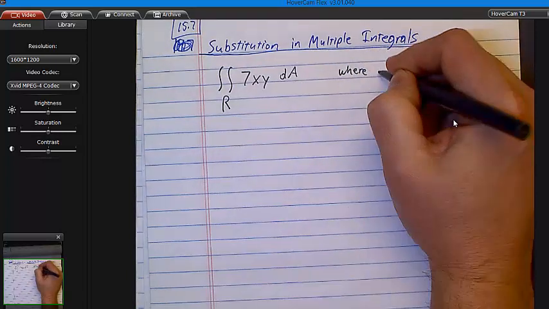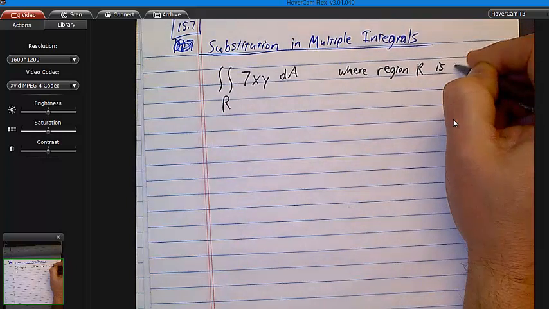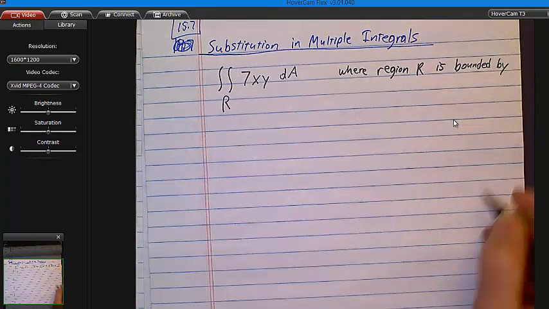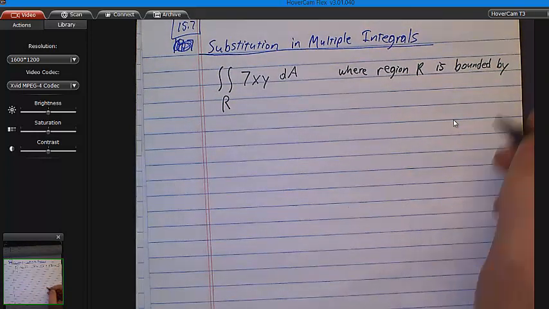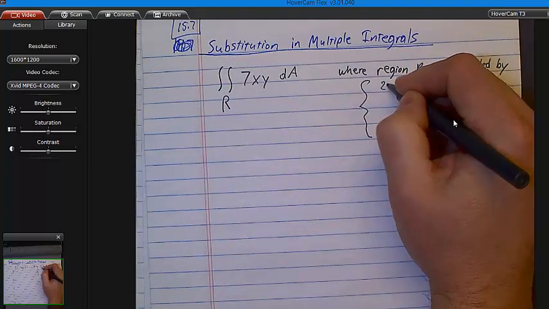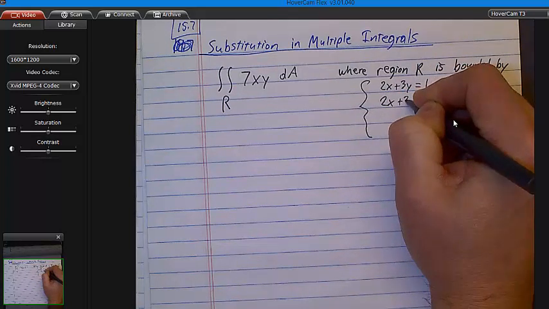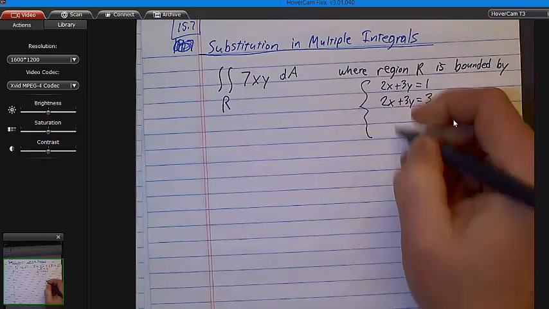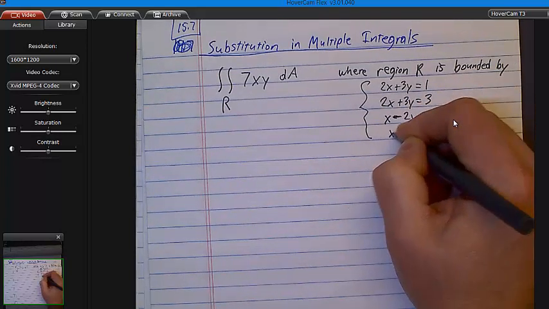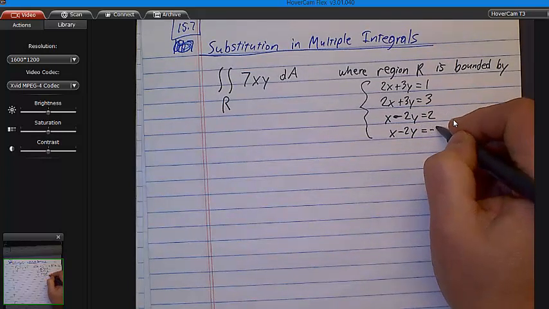Where region R is bounded by 4 lines. And the 4 lines are going to be 2x plus 3y equals 1, 2x plus 3y equals 3, x minus 2y equals 2, x minus 2y equals negative 2.